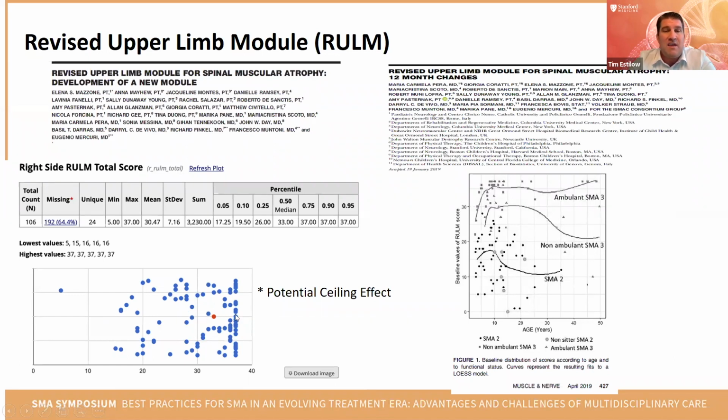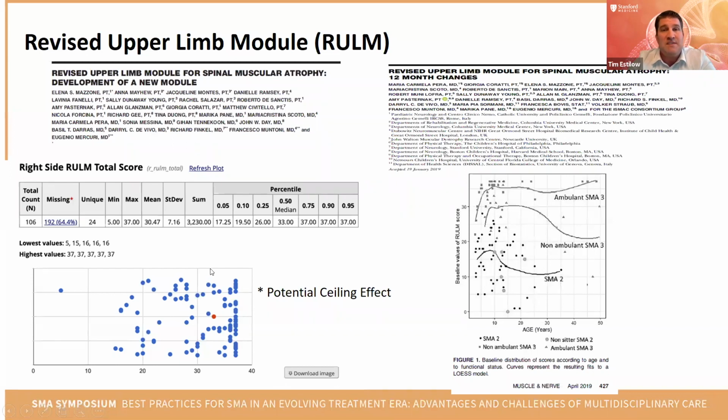However, as you can see here, the top end score on the RULM was 37, and there is this potential of a ceiling effect. So while this may be problematic in one case, from a statistical standpoint and looking at the group, this is actually a good thing. It's a good thing because it means our patients are getting stronger.